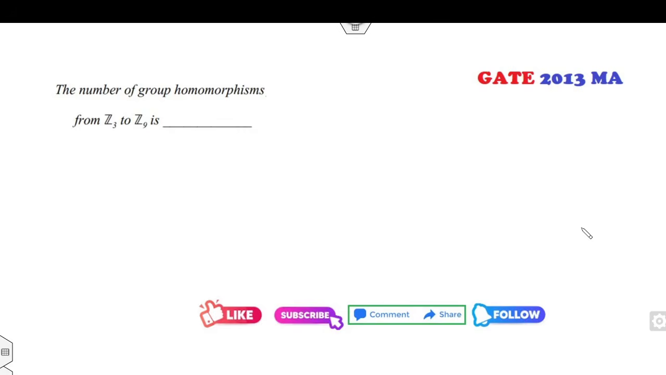Now you can see it's GATE 2013. How many group homomorphisms from Z3 to Z9? It's 3 comma 9. What is the GCD of 3 comma 9? 3 is the right answer. Make sure, students, I again tell you, you can find the GCD only when it is from Zm to Zn.